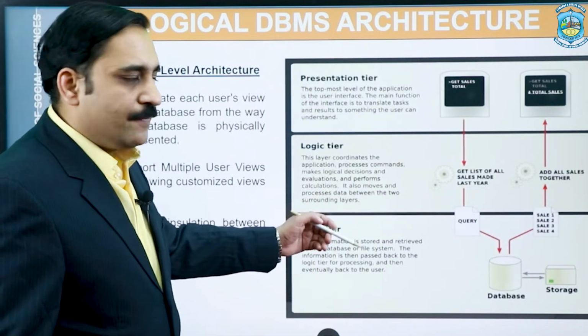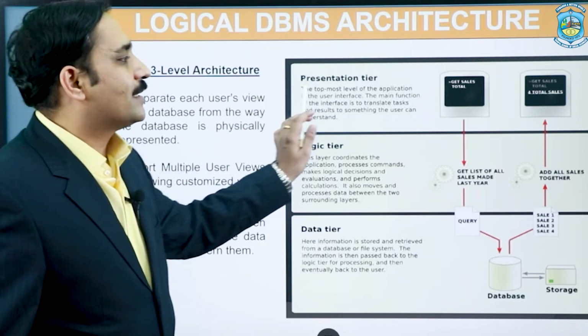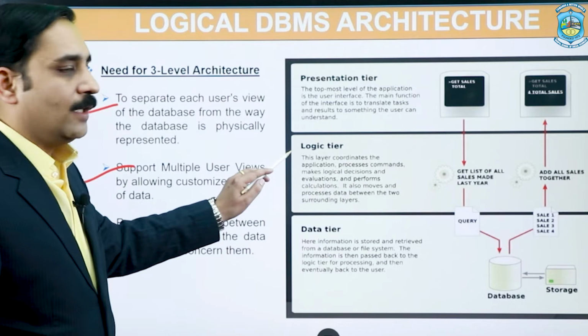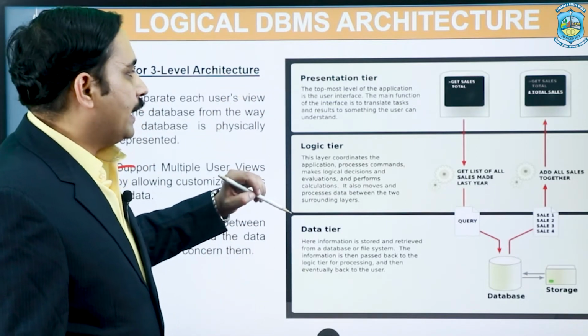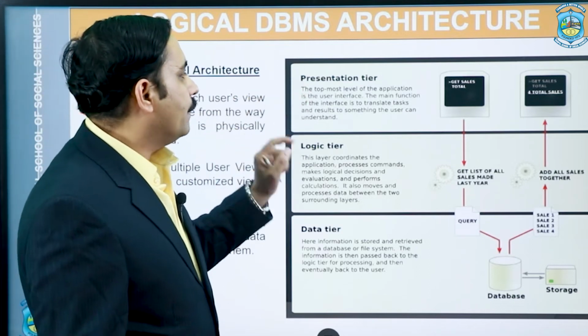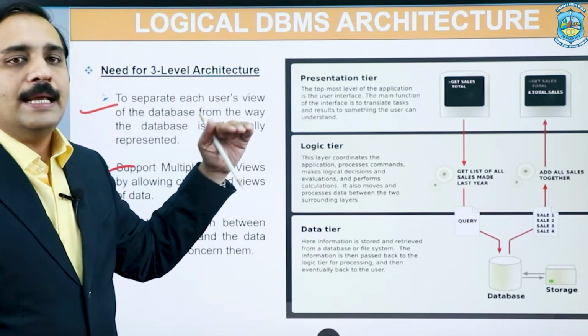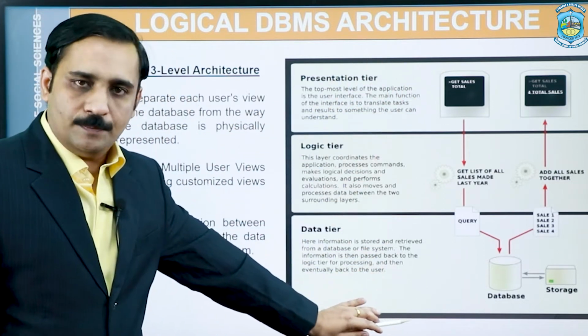We have three layers. First is called the presentation tier or the presentation level, in which the external users are connected. Then we have the logical tier, and finally we have the data tier. At the presentation level, what happens? It is the topmost or the application layer of the DBMS. The main function of this is to create an interface so that the external users can interact with the system.